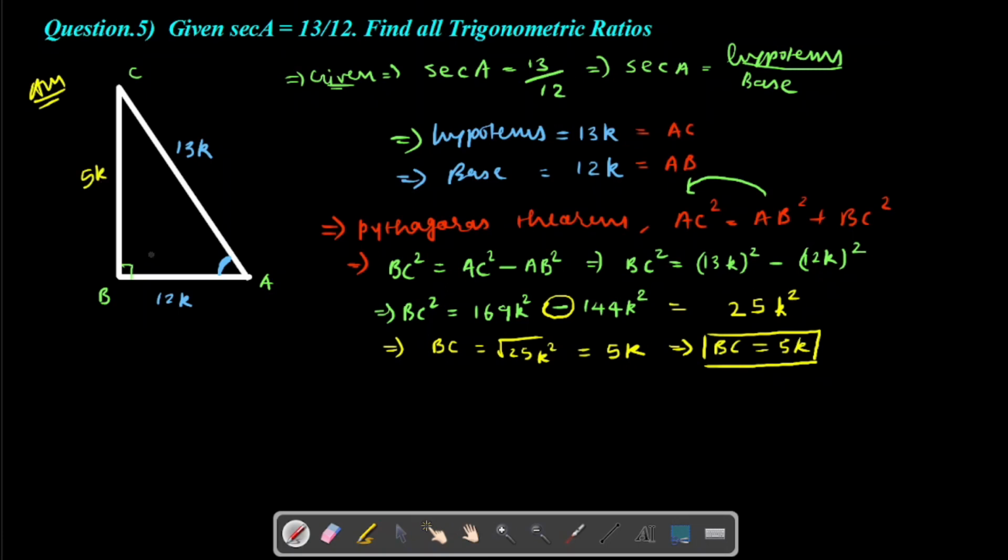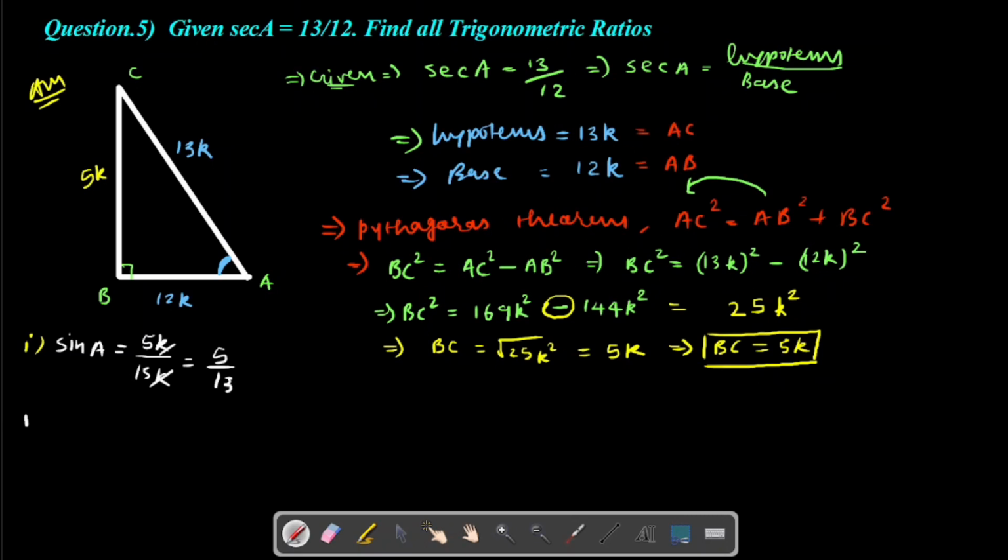Now that we have all the three sides, we can easily find all the trigonometric ratios. So first of all, we write sine A. So what is sine A? Sine A is perpendicular upon hypotenuse. Here the perpendicular is our BC, which is 5k, and our hypotenuse is AC, which is 13k. So you can write it as 5k upon 13k. Here the k will be cancelled out, and the remaining value will be 5 upon 13.